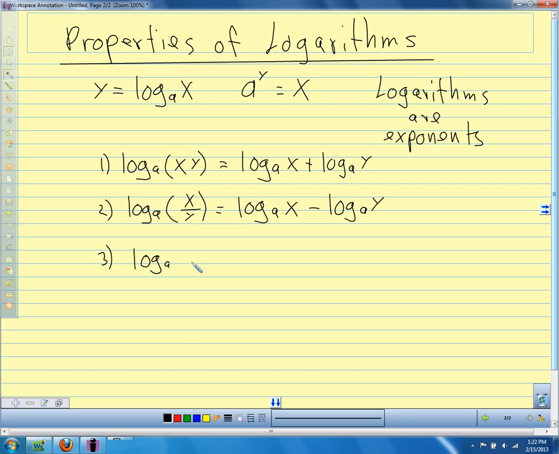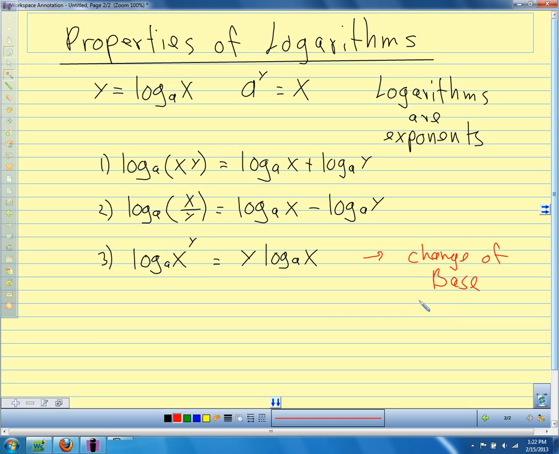Log base a of x to the y power is y times log base a of x. So it turns exponents into multiplication. When we raise an exponent to a power, we multiply the exponents. And this last one, and we'll talk about it in just a second, is why the change of base formula works.